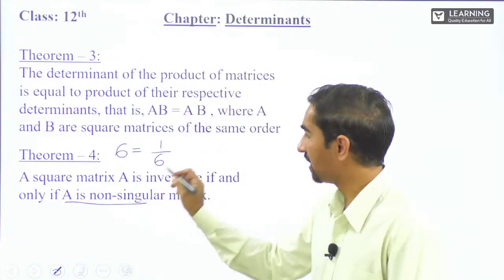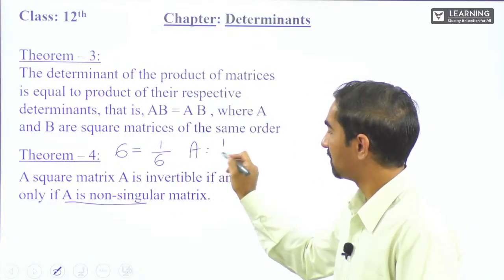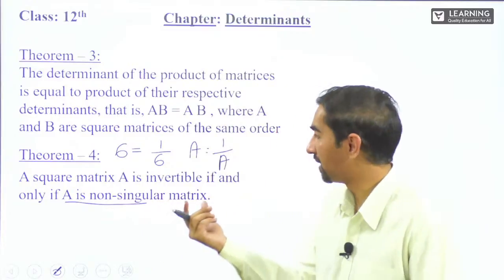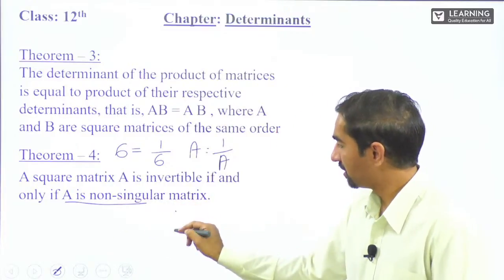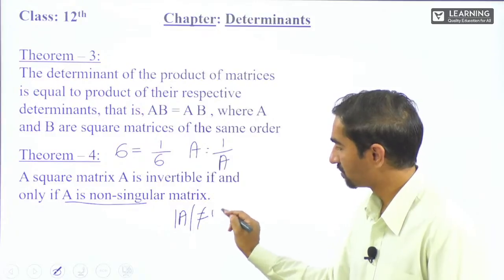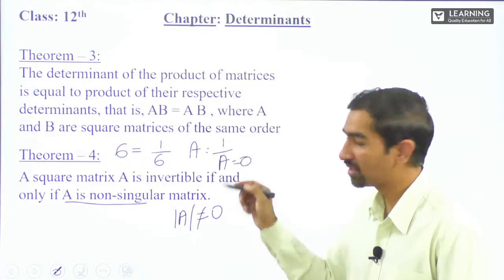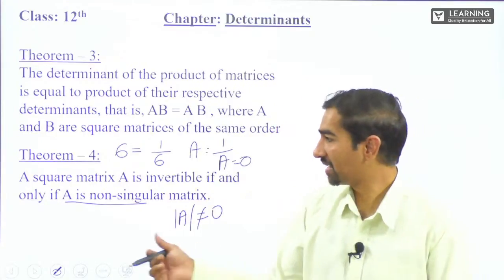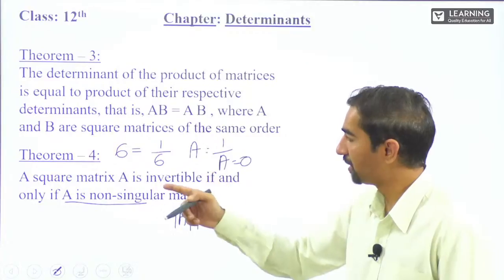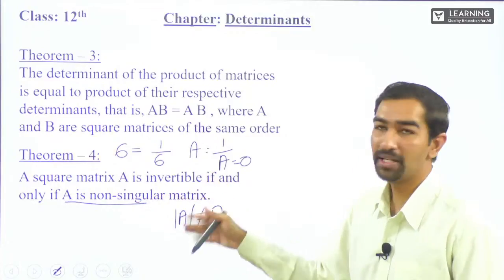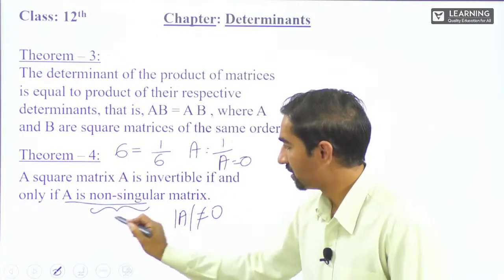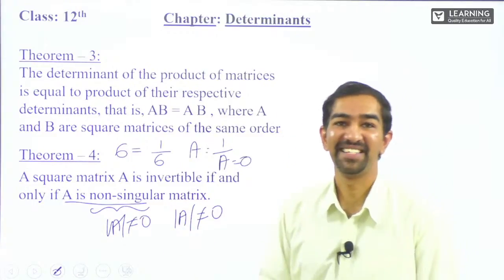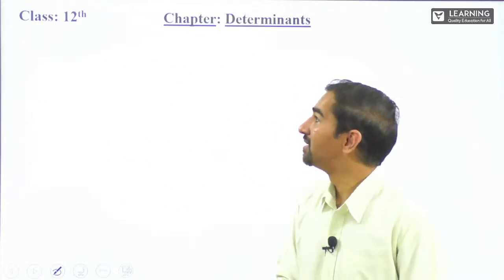Now a square matrix A, what is the inverse of this? It will become 1 by A. Correct? Inverse of square matrix A is nothing but 1 by A. Non-singular means what? Determinant of A is not equal to 0. So if this is equal to 0, then 1 by 0 will be equal to how much? Infinity, right? So that is the only reason they are telling a square matrix A is invertible if and only if A is non-singular matrix. What is the meaning of non-singular? Determinant of A is not equal to 0. Understanding. Moving on to the next slide.